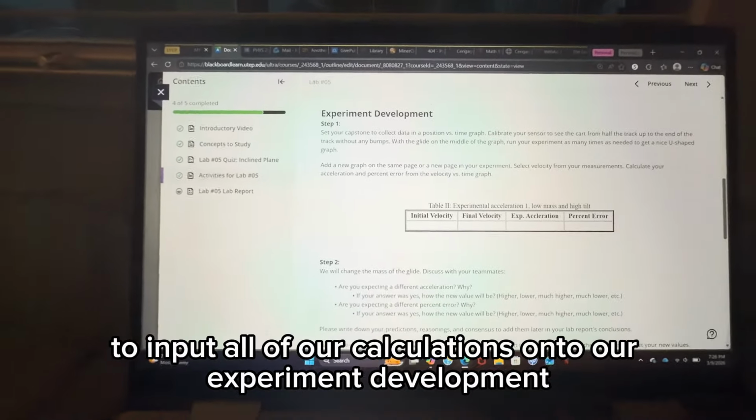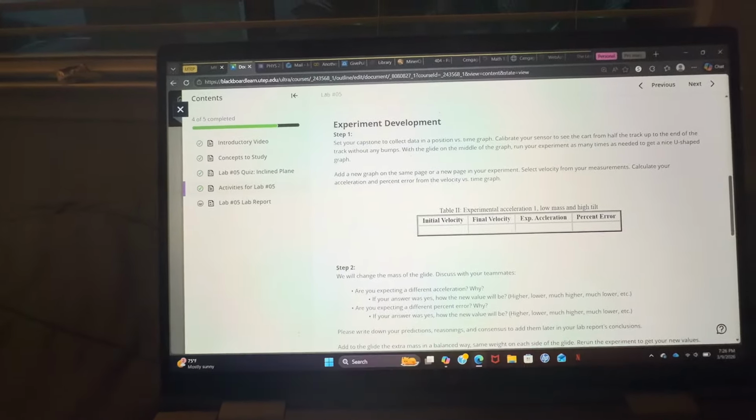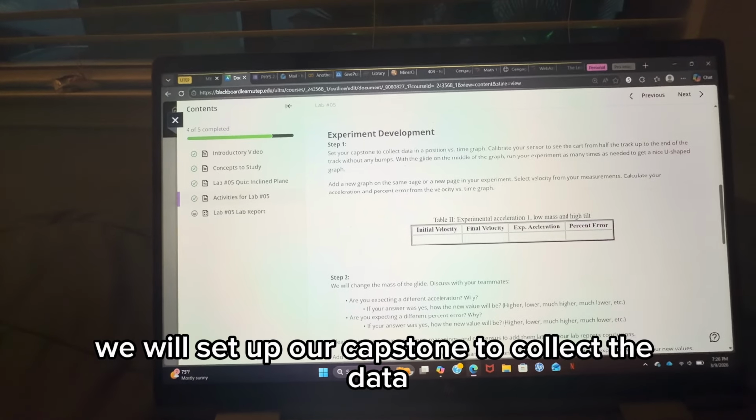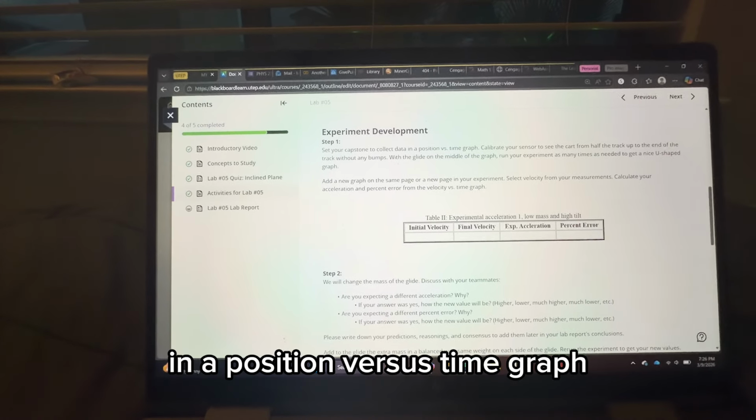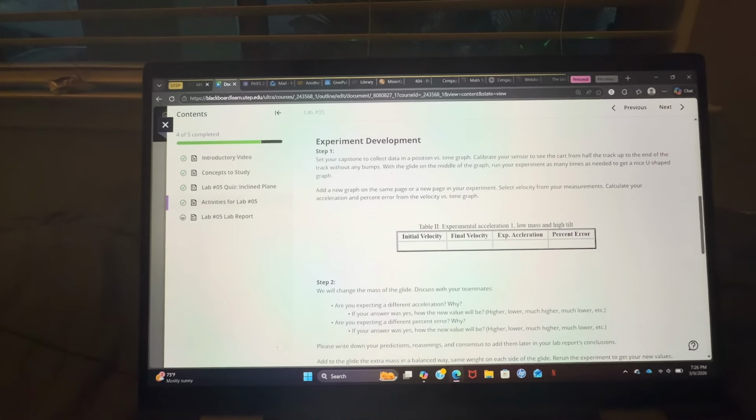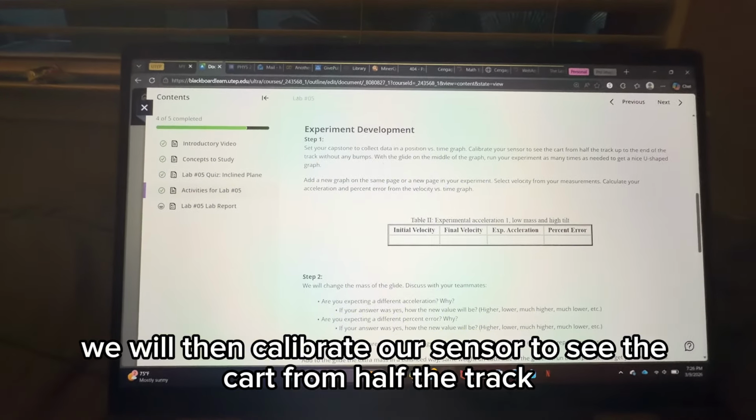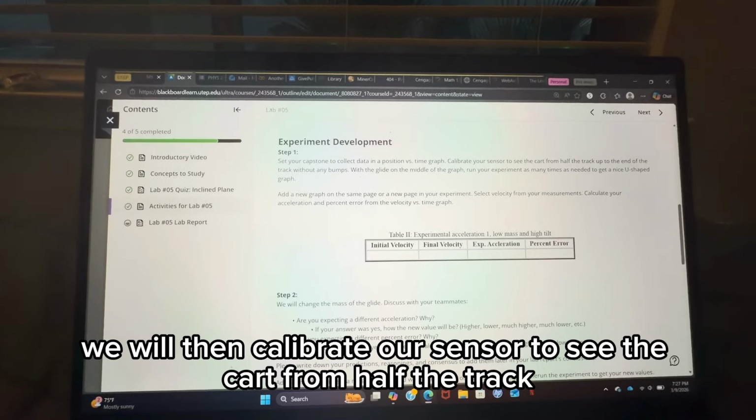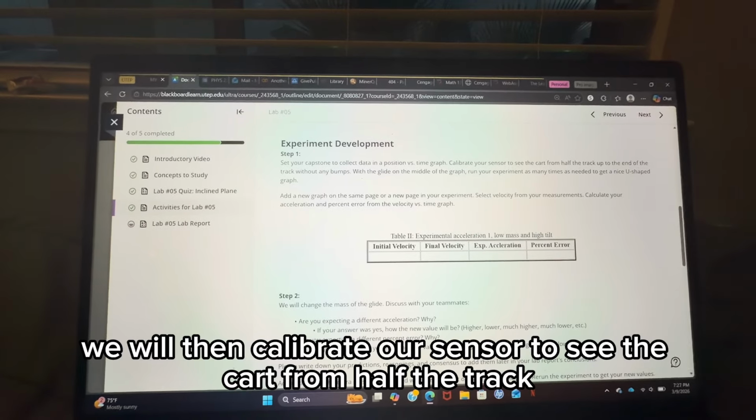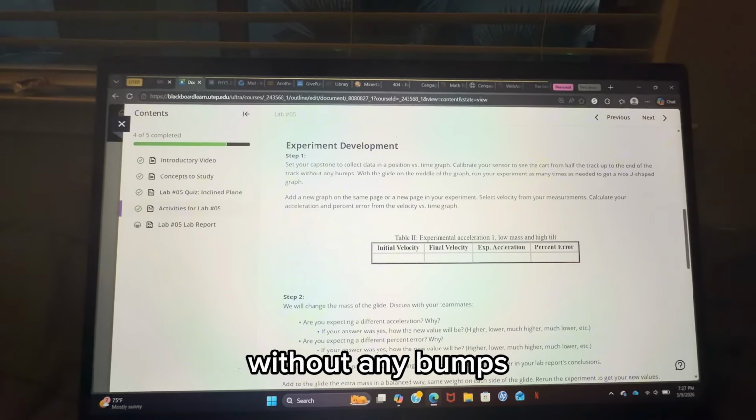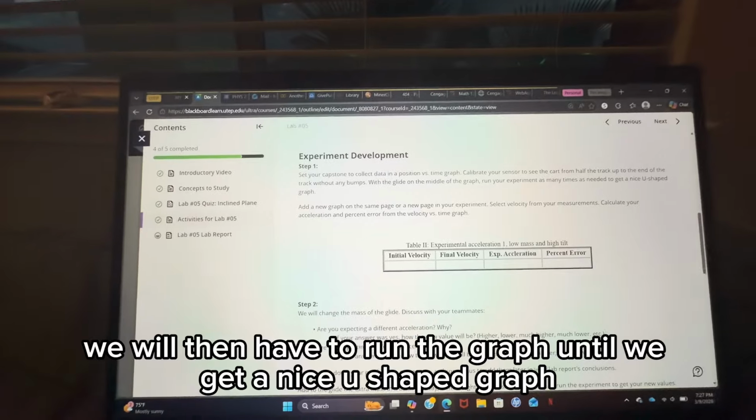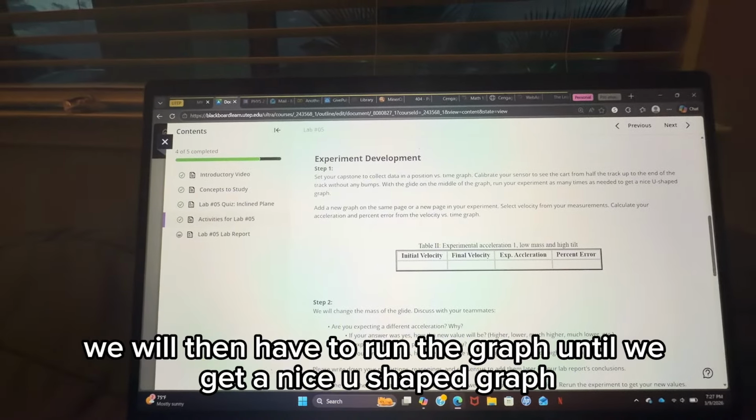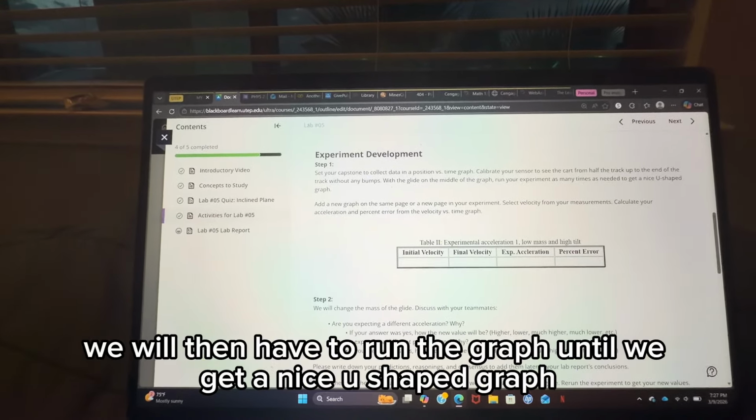On to our experiment development. We will set up our Capstone to collect the data in a position versus time graph. We will then calibrate our sensor to see the cart from half the track up to the end of the track without any bumps. We will then have to run the graph until we get a nice U-shaped graph.